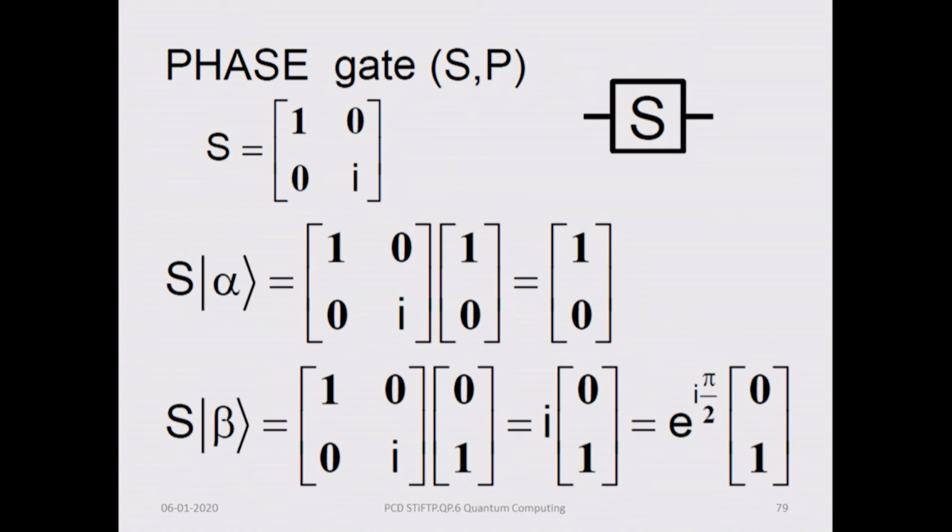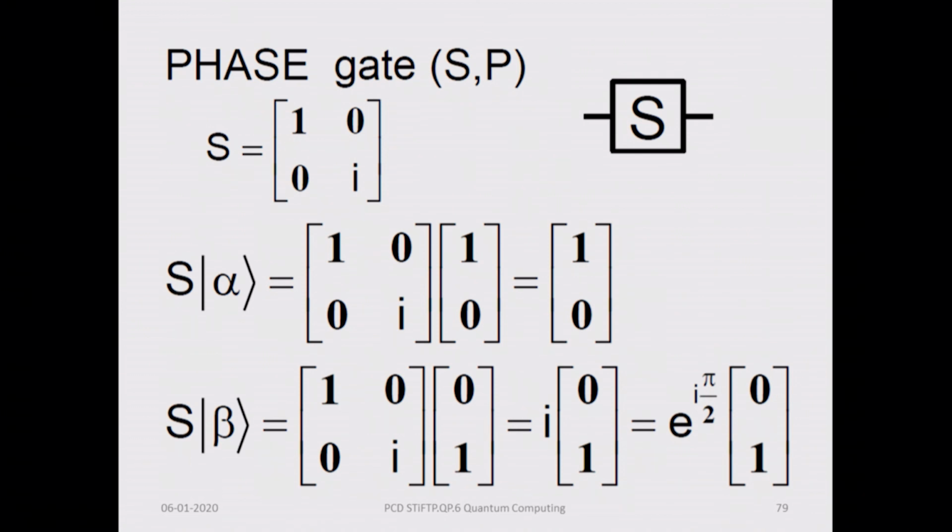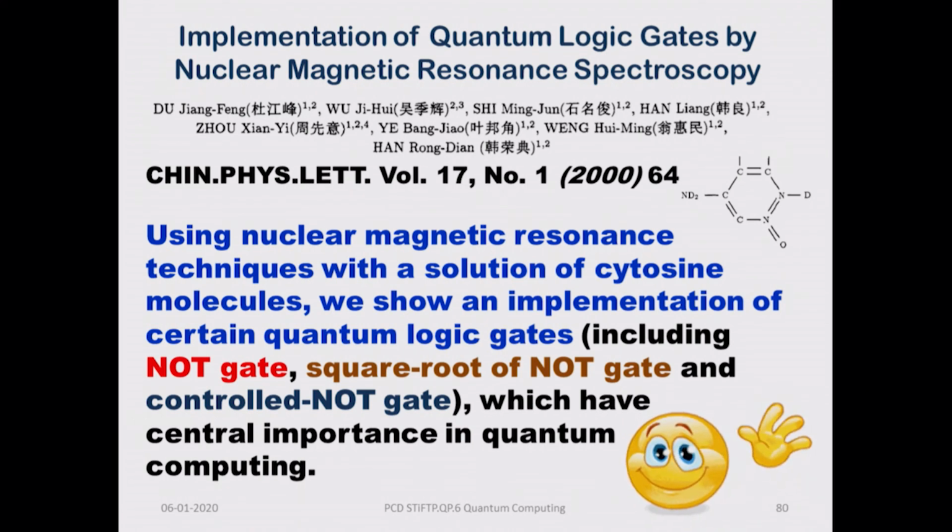Then there is the phase gate, which gives you an e to the i pi by 2 factor, and all of these quantum gates are essentially represented by 2 by 2 matrices. Okay, and these can actually be implemented using physical devices, because at the end of the day you need to use your logic and build circuits and devices. So, for that certain physical devices are used, and I will talk about it in the next class.